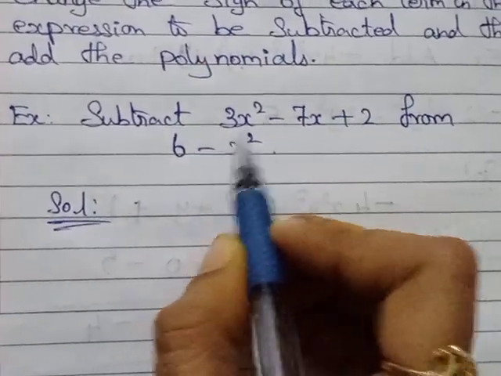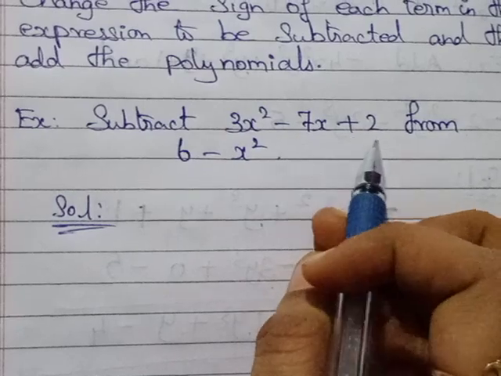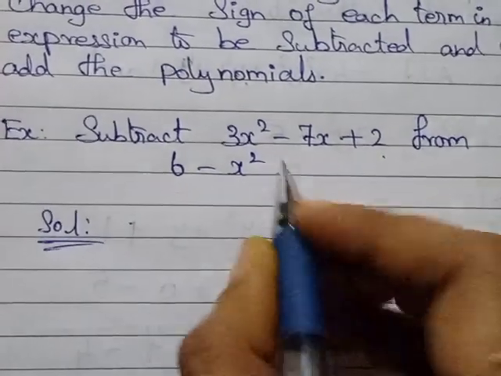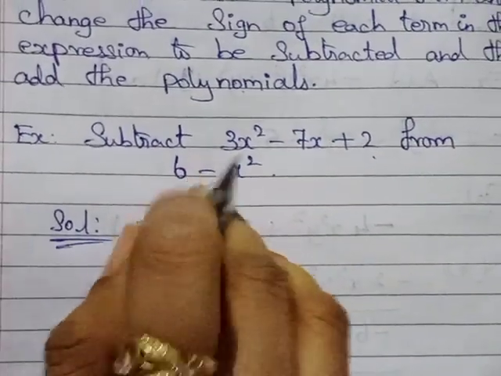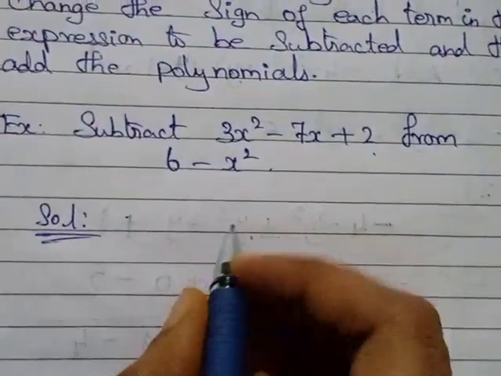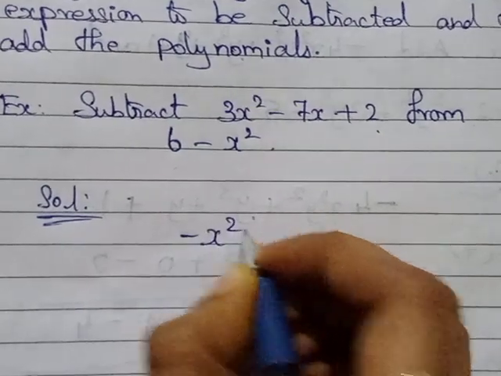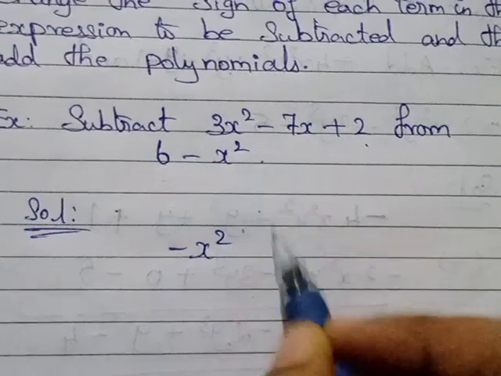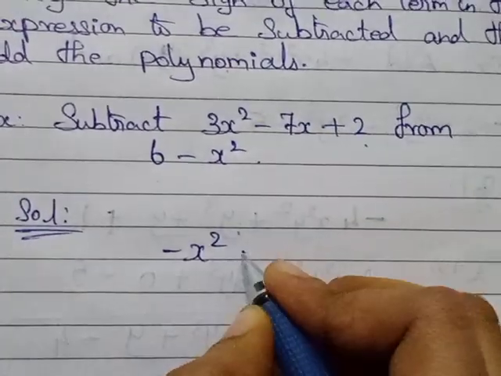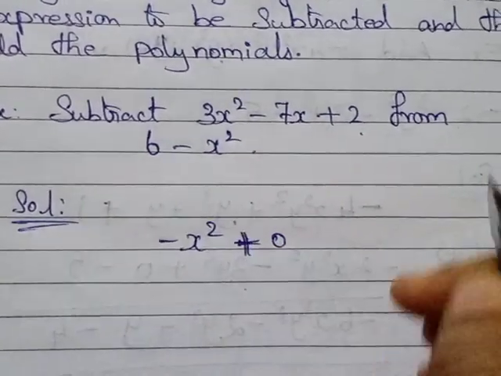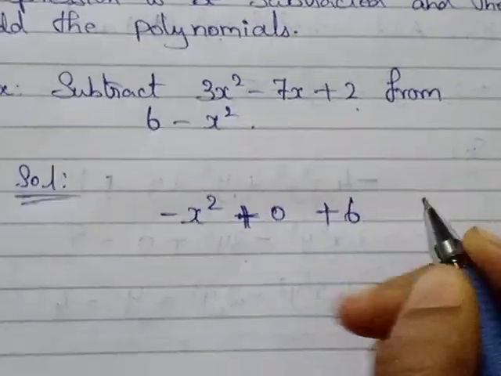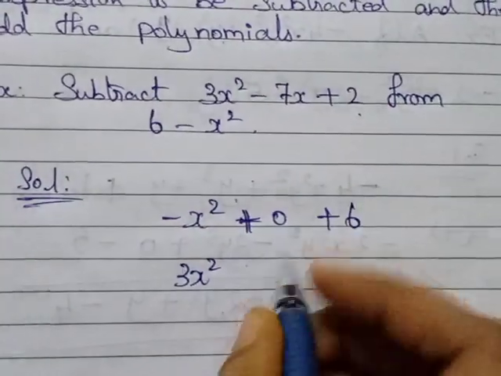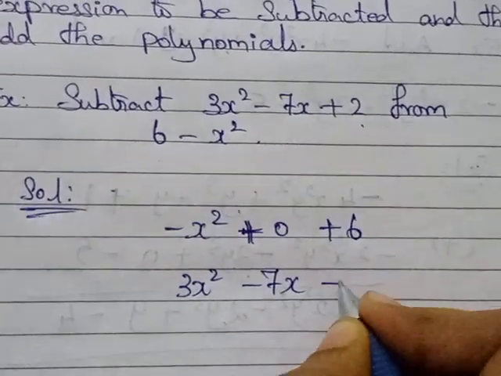So, here the first expression having 3 terms, the second expression having 2 terms. From means this expression subtracted from this expression. So, negative x squared term is common. The second one is x terms. There is no x term, so you can put 0. Next, the constant term is plus 6. The second expression, 3x squared minus 7x plus 2.